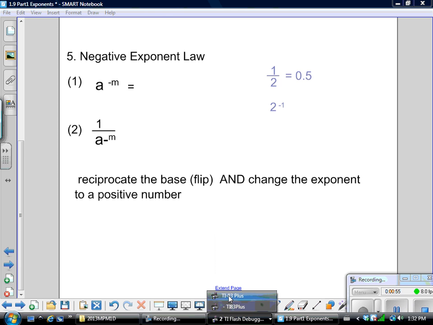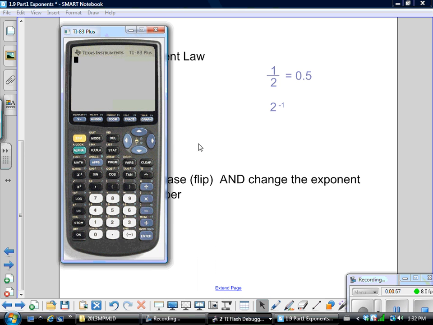What do you think my calculator is going to give me as an answer? Because it's not repeated multiplication and I've got a negative number, how would that work? If I go 2 to the power of negative 1, it tells me it's also 0.5. All right, so watch me again. 2 to the power of negative 1 equals 0.5, and I also know 1 divided by 2 equals 0.5.